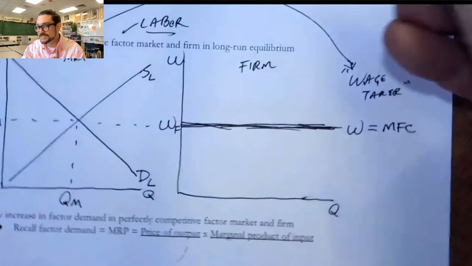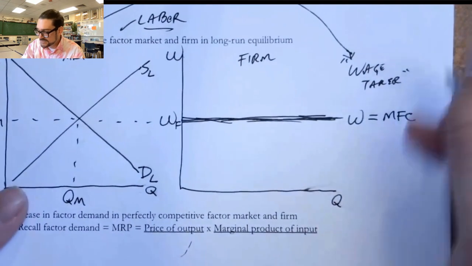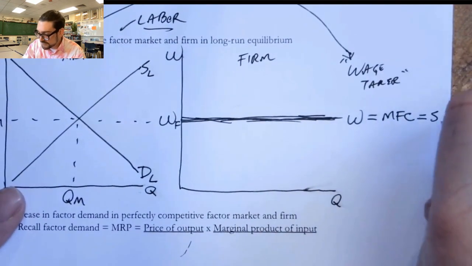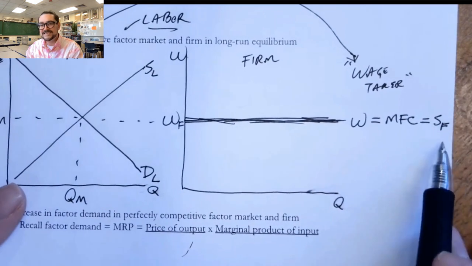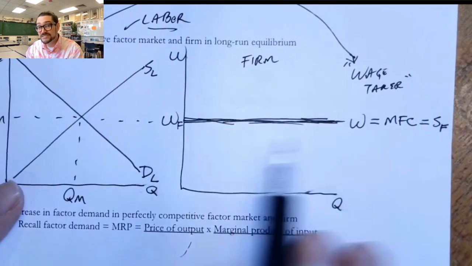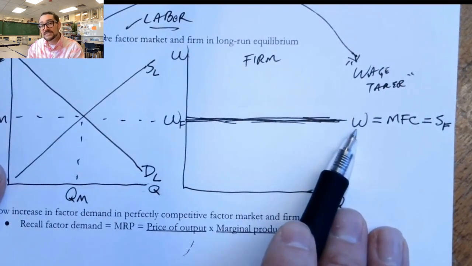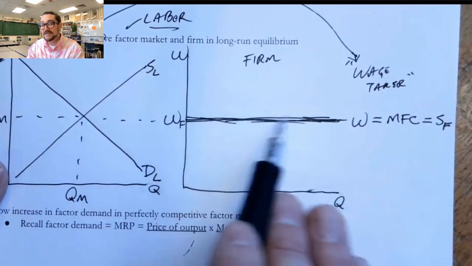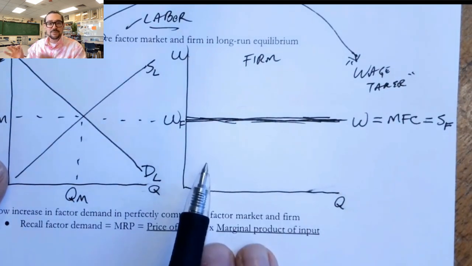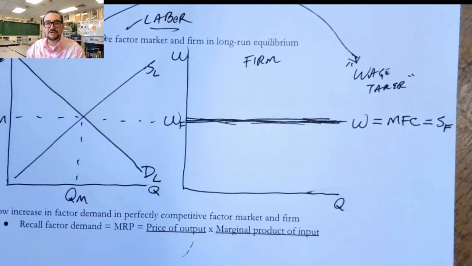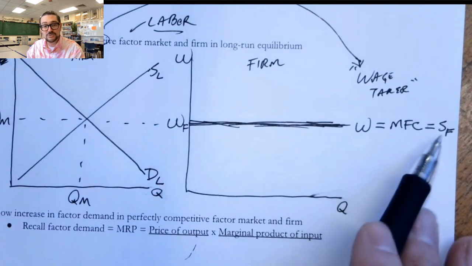Now, the trick is to remember this is actually the supply curve to the firm. So this is people's willingness to sell their labor to this firm. It's a horizontal line. It's perfectly elastic. What that tells us is that if this firm were to try to pay less than that wage, nobody works for this firm. Nobody's interested in working for them. So this is actually the supply of labor to the firm.